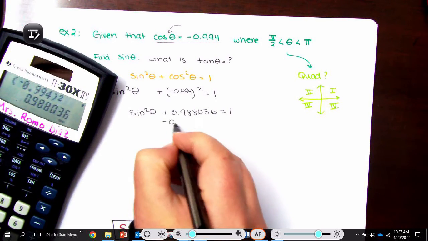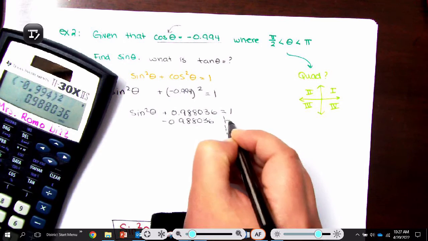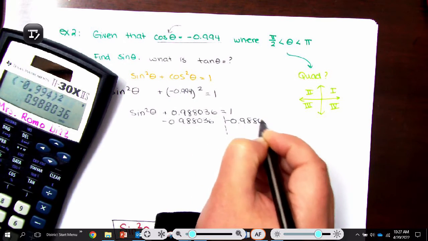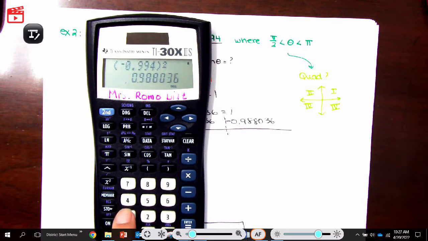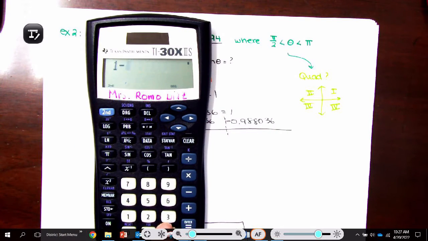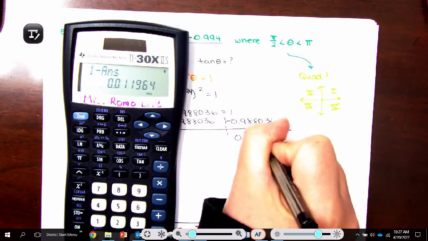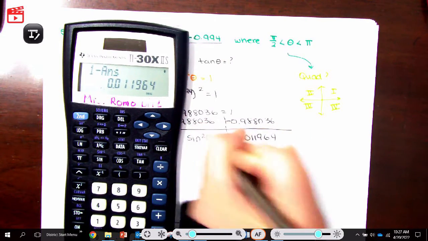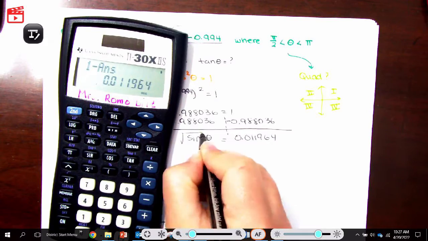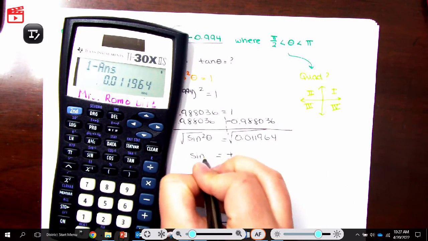I'm going to subtract that value from both sides, with a dotted line so I don't forget where my equals is. Again, on my calculator I'm going to press 1 minus, second, the negative button for the decimal to be carried over. So I have 0.011964 equal to sine squared of theta. I'm going to take the square root of both sides. Again, plus or minus when you take the square root.